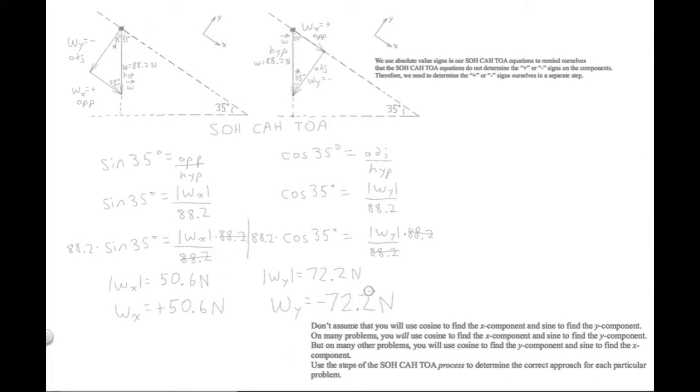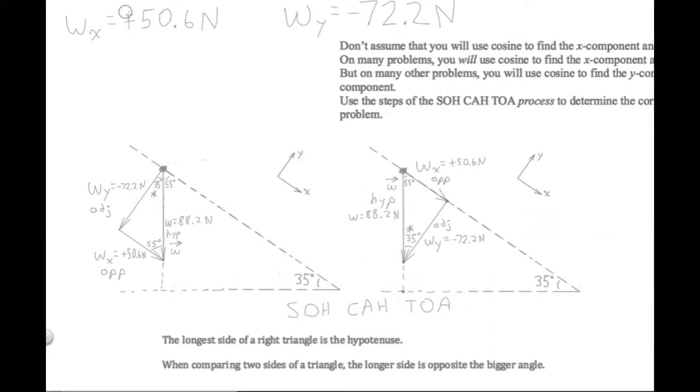Now let's check if these results make sense by building them back into our triangles. So I took our results for w sub x and w sub y and built them back into the sketches so we can check if these results make sense. We should see that the longest side of the right triangle is the hypotenuse, and that checks out in this case because the hypotenuse is 88.2 newtons, and that's longer than the two legs of 50.6 and 72.2. The hypotenuse is the longest side in these triangles.